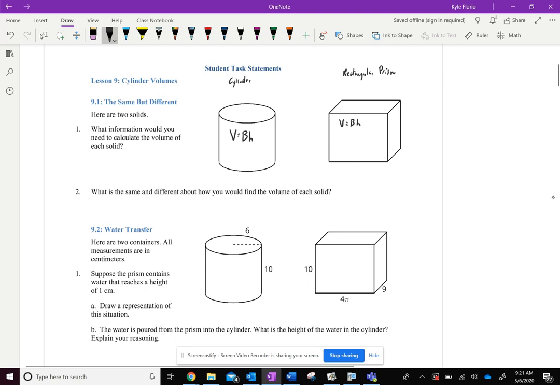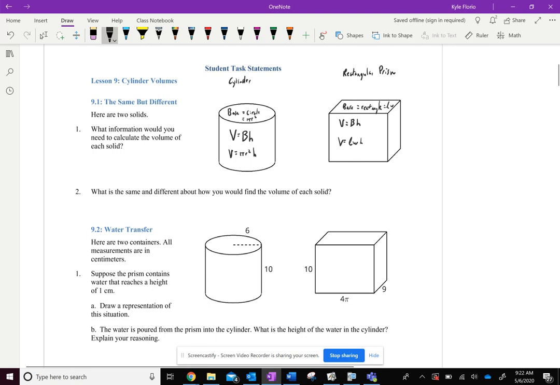So both of these, the volume is whatever the area of the base is times the height. Their bases are different though. The base here is a circle, and here the base is a rectangle. So there's a little bit of a difference here. The area of a circle is pi r squared. So the volume formula for this shape would be the area of the base, which is pi r squared, times the height. Here, the area of the base would be length times width. That's the area of the rectangle times the height.